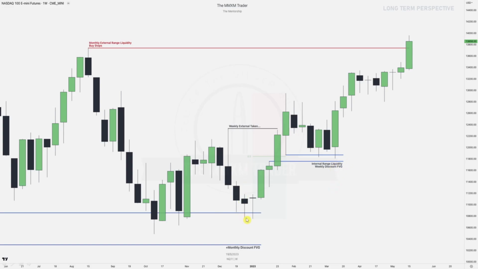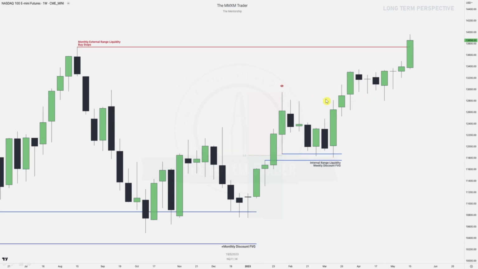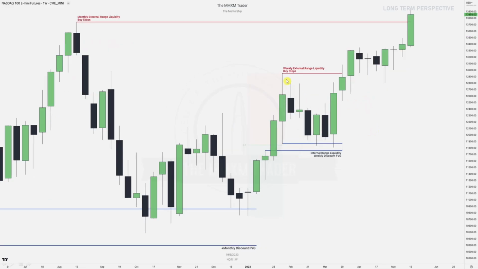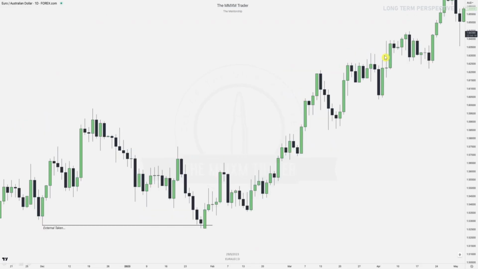So from internal to external, from external to internal. And once we hit internal, we want to go external once again, right? So we take out this high over here, right? External range liquidity, internal to external. And where do we want to go next? To the buy stops.